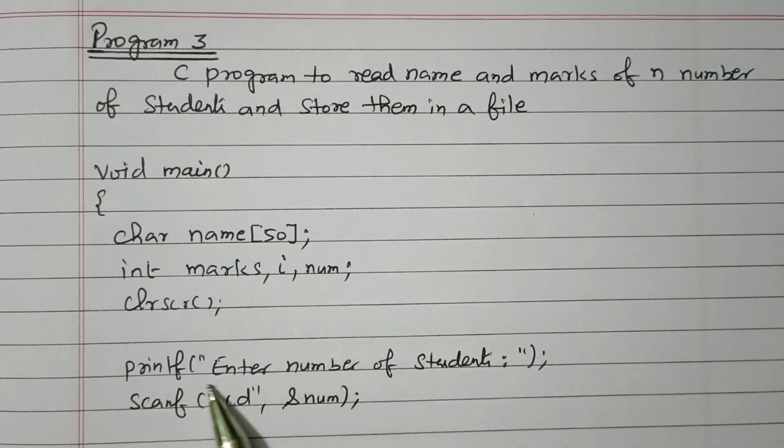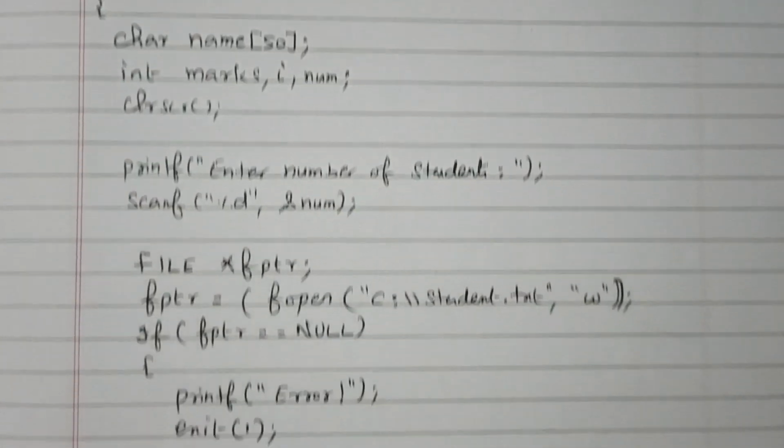First we ask the user to enter the number of students. How many number of students? Scanf %d and &num. %d refers to the integer type, and &num means the address of num. The data entered by the user will be stored in the address of num. Now we are able to know how many students are available, because the user entered the num value. Now we'll create the file.